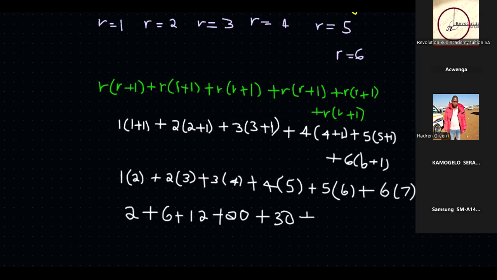6, 12, 18, 24, 30. Oh, it's 42. Yes, sir. That's 42. So let's check. We must have 2 plus 6 plus 12. Yeah, everything is now correct.